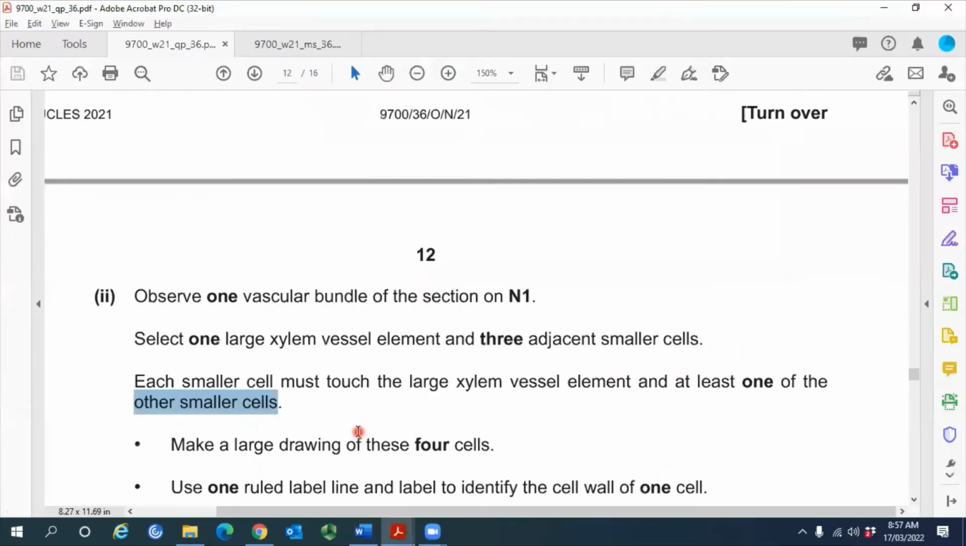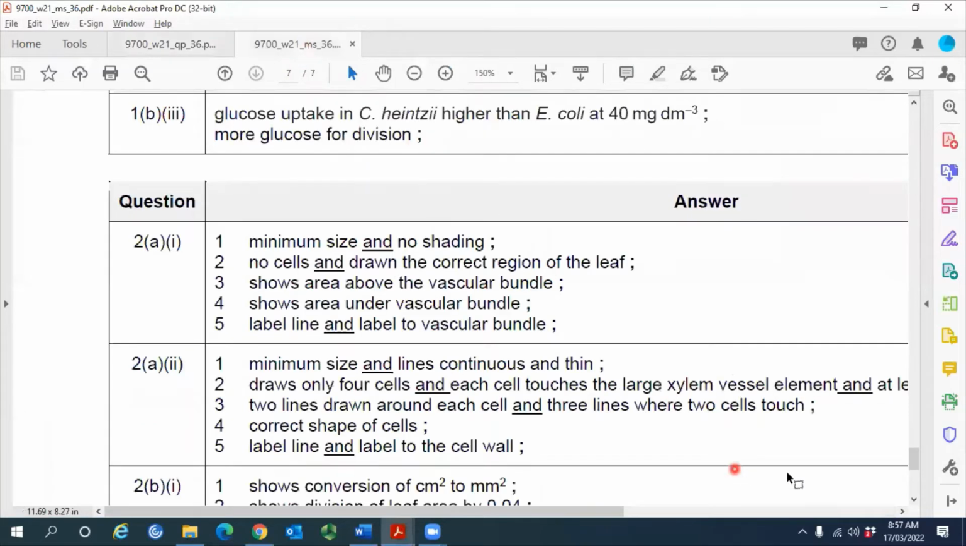So let's look at the mark scheme. What's the marks given? So again, first marking point is they check your minimum size. So by now you know how we check minimum size. Entire space, how wide is it? The widest part of your drawing must be more than half that length given there. Okay, the length of the space or the width of the space. So minimum size and lines continuous and thin.